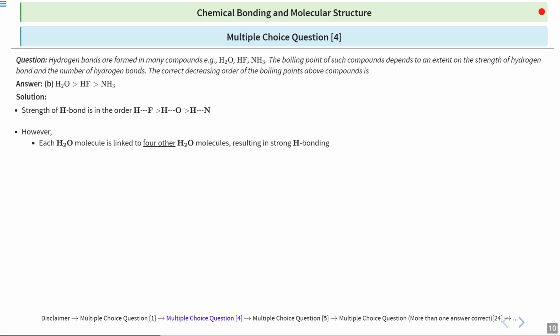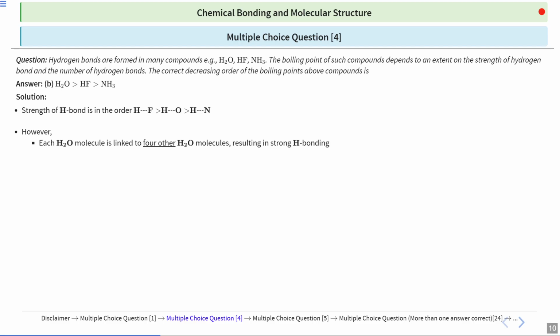Now it is seen that your H2O molecule is linked to 4 other H2O molecules, and as a result we have a greater number of hydrogen bonds. Although the strength is less, due to these 4 available hydrogen bonds, H2O has the highest boiling point. Okay, let us see how the 4 bondings are possible.